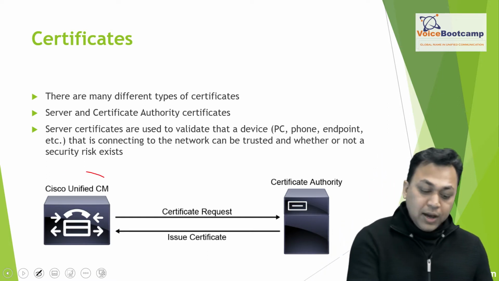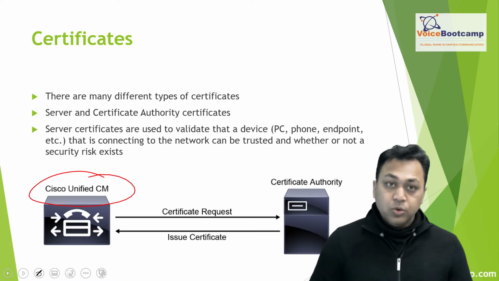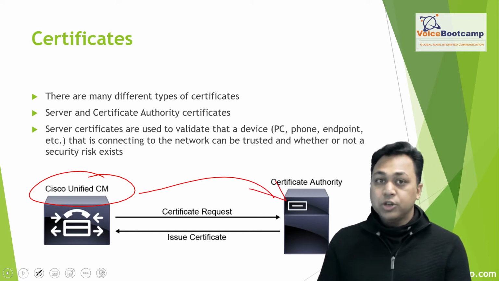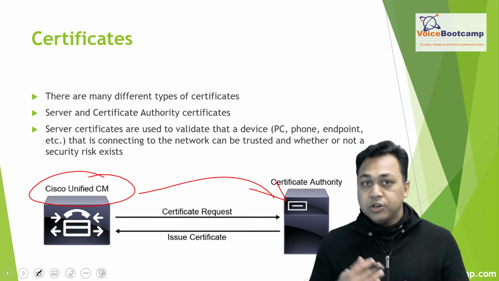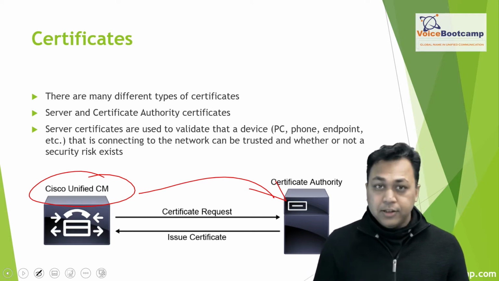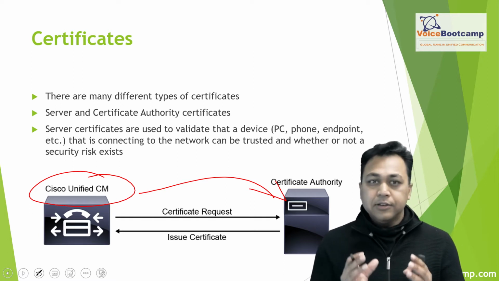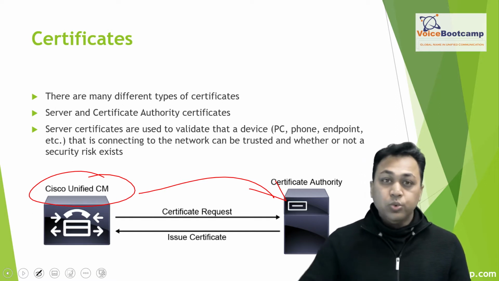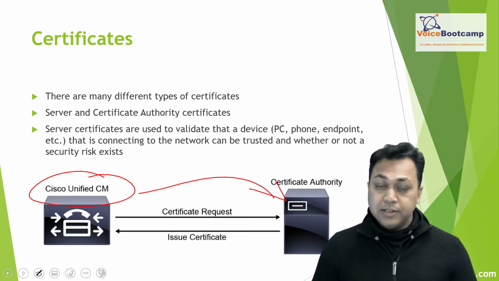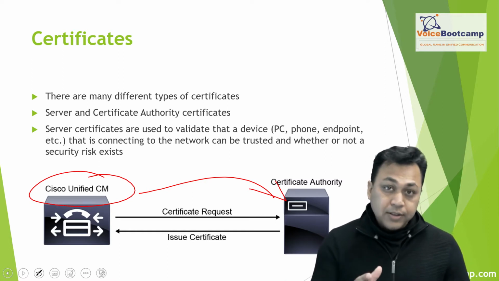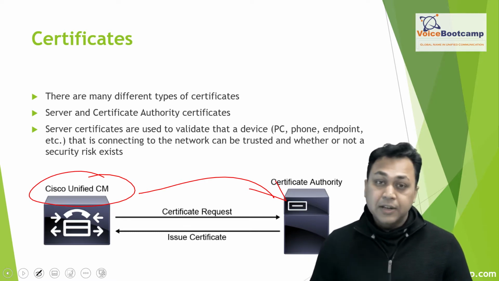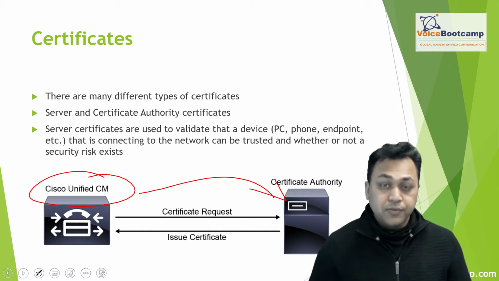So when you have a Call Manager, it will initiate a request to the certificate authority saying, hey, I would like to purchase a new certificate. There is a configuration that you have to do in the Call Manager, which will create some sort of encrypted file, which you will then upload to the certificate authority, or the company where you're buying the certificate from. And once you do that, they will issue it after validation.